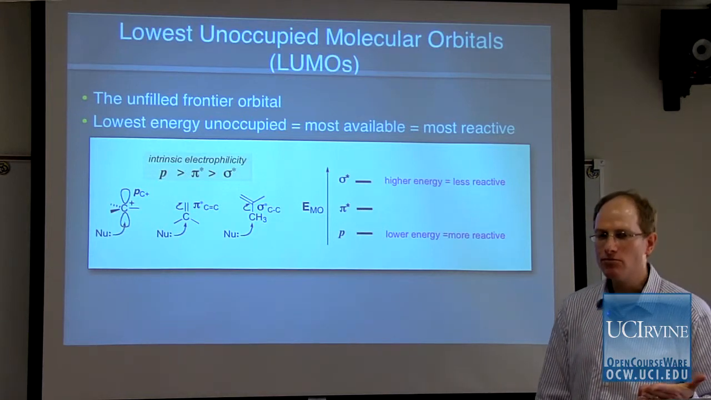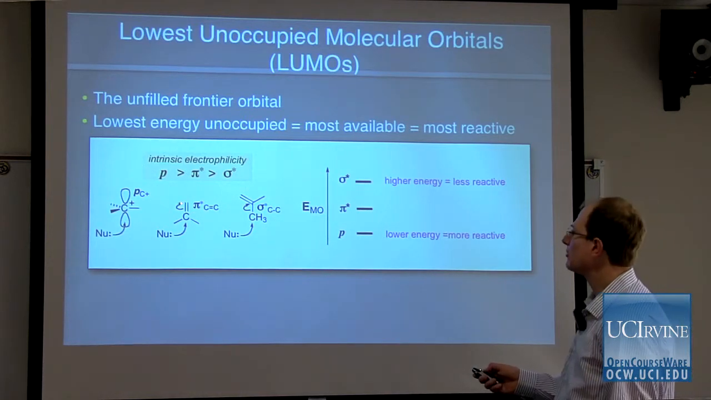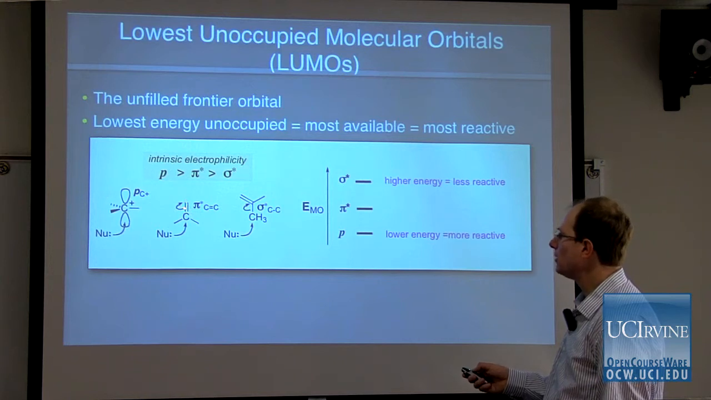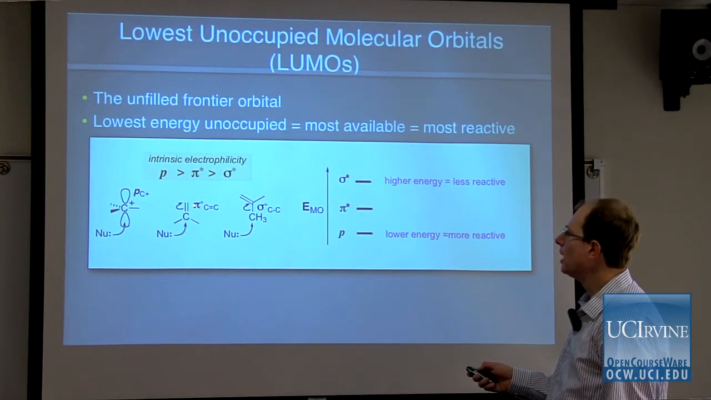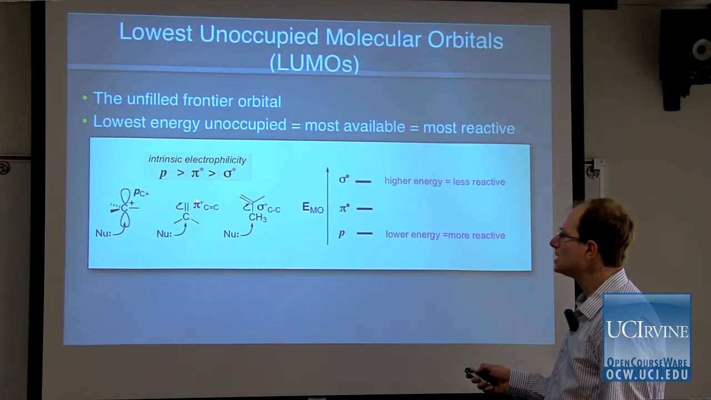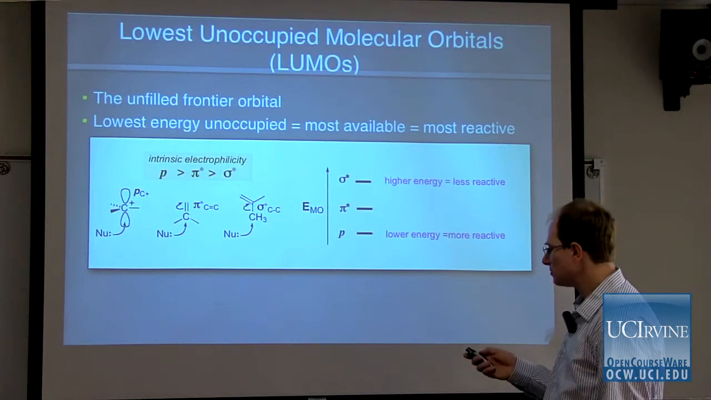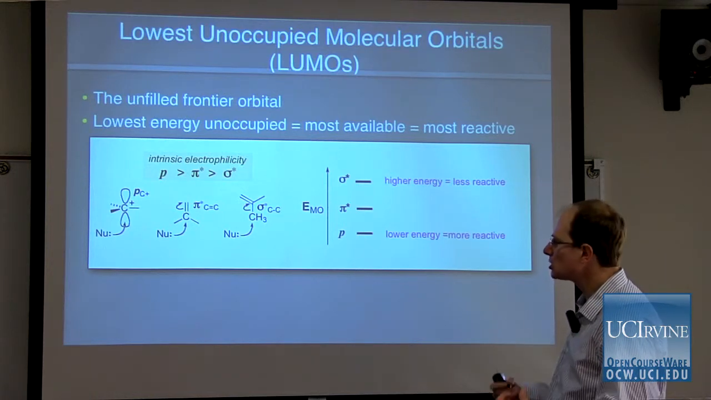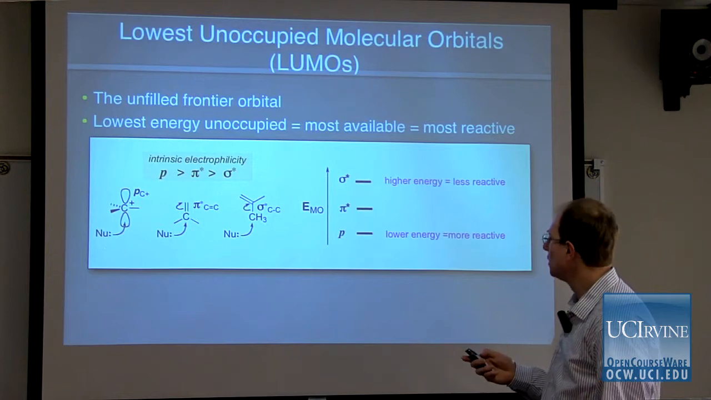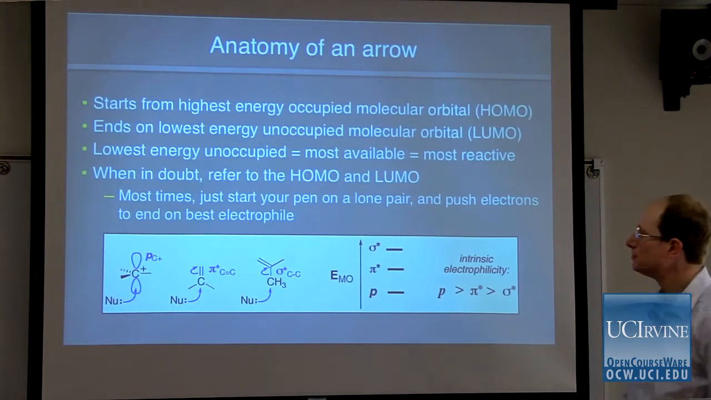For now, let's keep in mind that the electrophiles in our reactions are probably going to be molecular orbitals consisting of antibonding pi bonds. So it's the pi star, or antibonding pi molecular orbital.